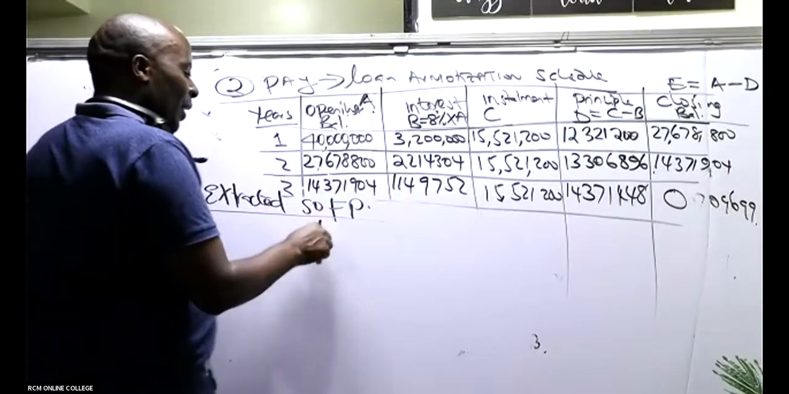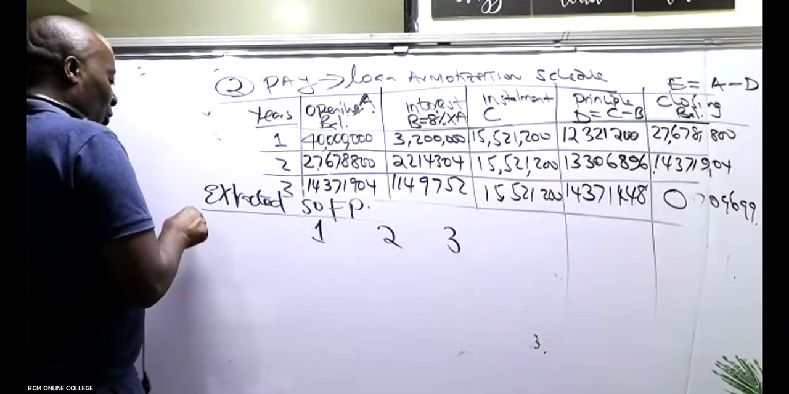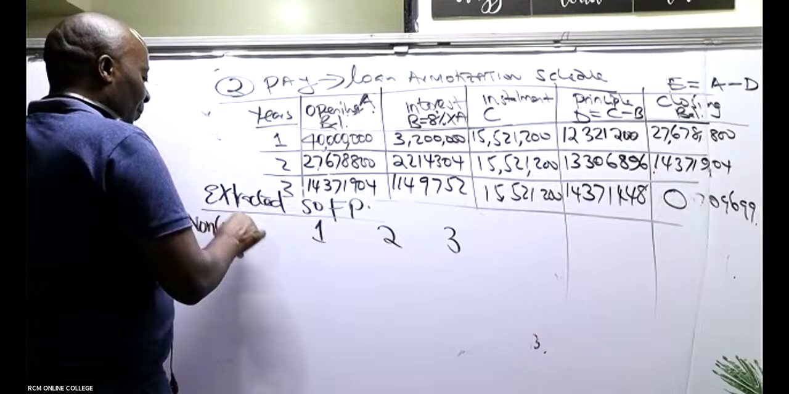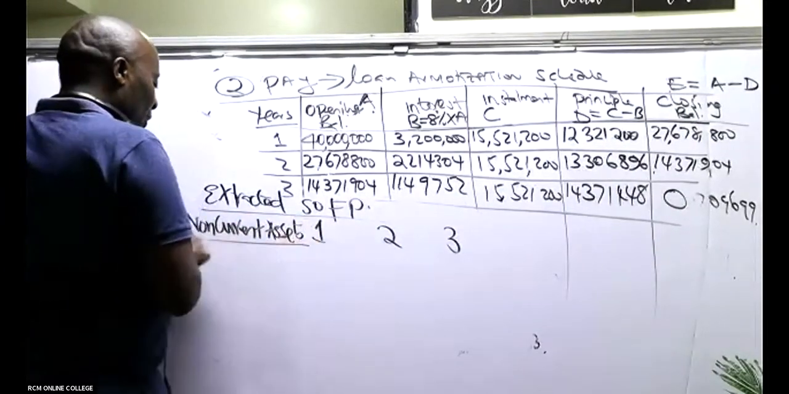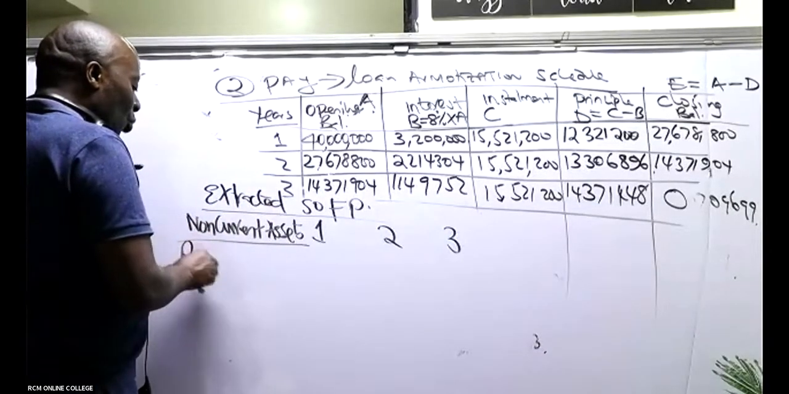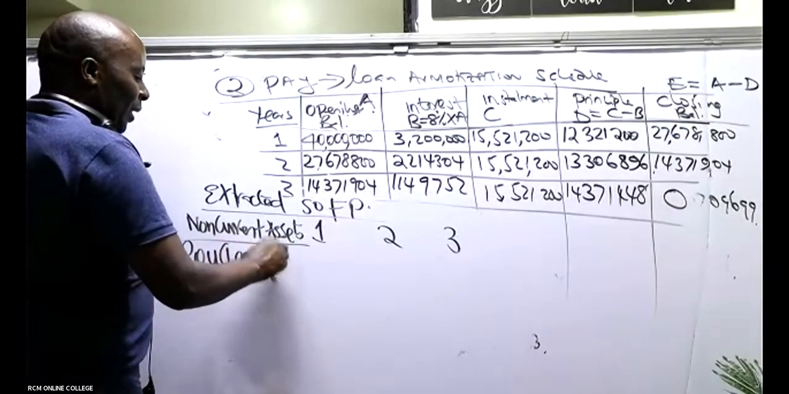So remember, we have our years 1, 2, 3. First of all, you start with non-current assets. The non-current assets, you shall always begin with this leased asset. We call it ROU, right of use. You can just simply put there leased asset.